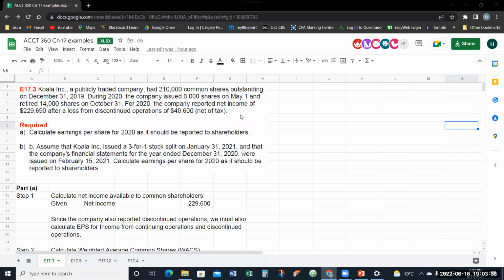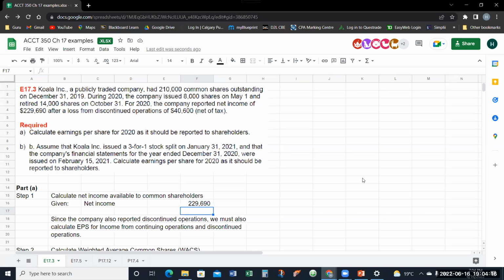For 2020, the company reported net income of 229,690 after a loss from discontinued operations of 40,600. Right off the bat, I can see there's a bit of a typo here. Net income available to common shareholders. Now we've been given that net income is 229,690. Okay, so that number is given. And in this particular question, there's no preferred shares. If there's no preferred shares, the entire net income number belongs to the common shareholders. So that's pretty simple. There's nothing to subtract.